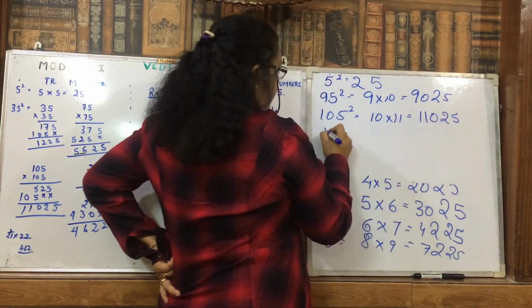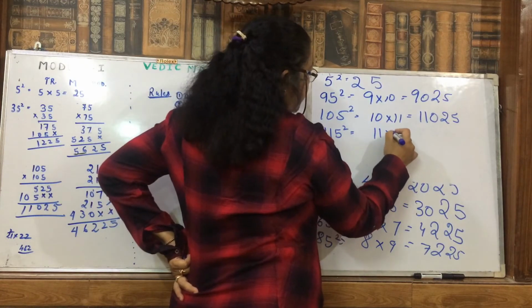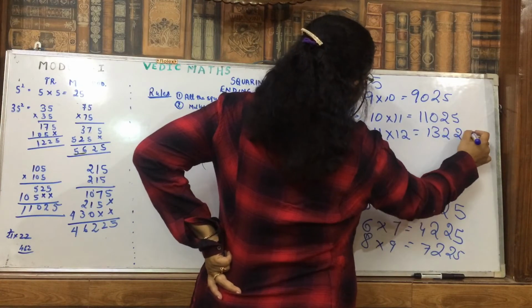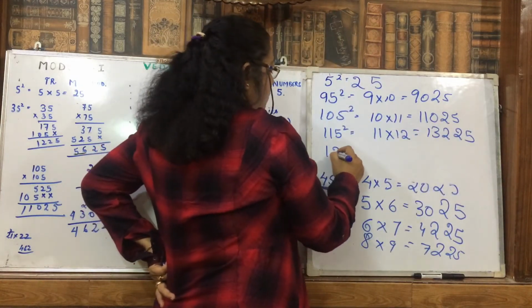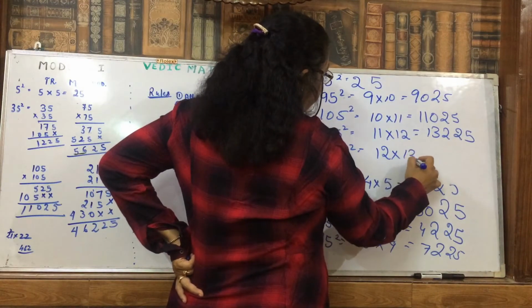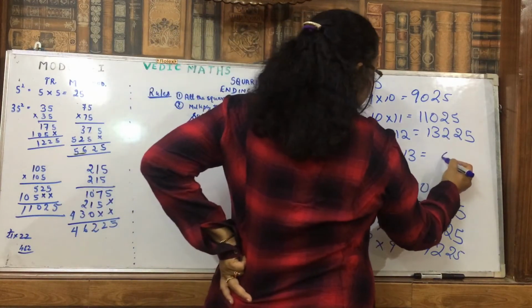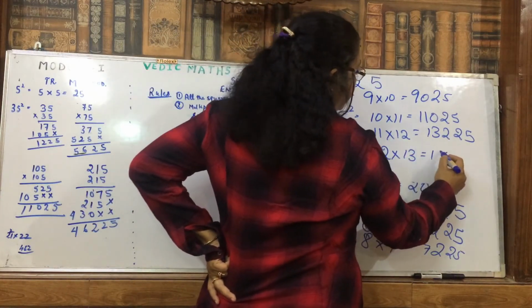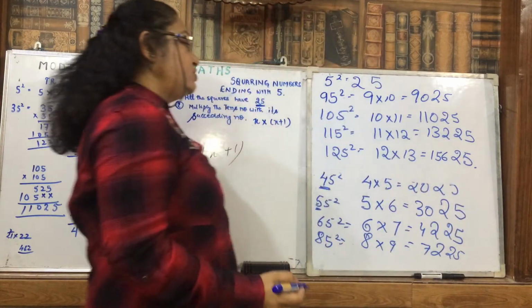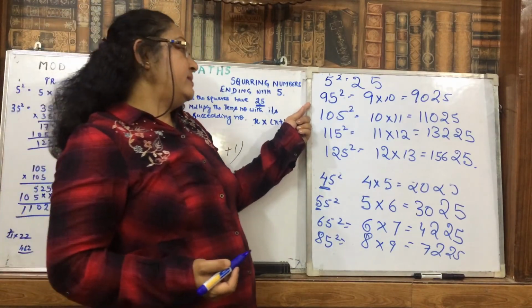Now let's take 115 square. That becomes 11 into 12, which will give you 132, so 13225. Next take 125 square, where you have to multiply 12 into 13. 13 2s are 26, 2 is carry, 13 1s are 13 plus 2 becomes 15, so 156, 25. So in this way, by calculating, you have seen the magic trick.